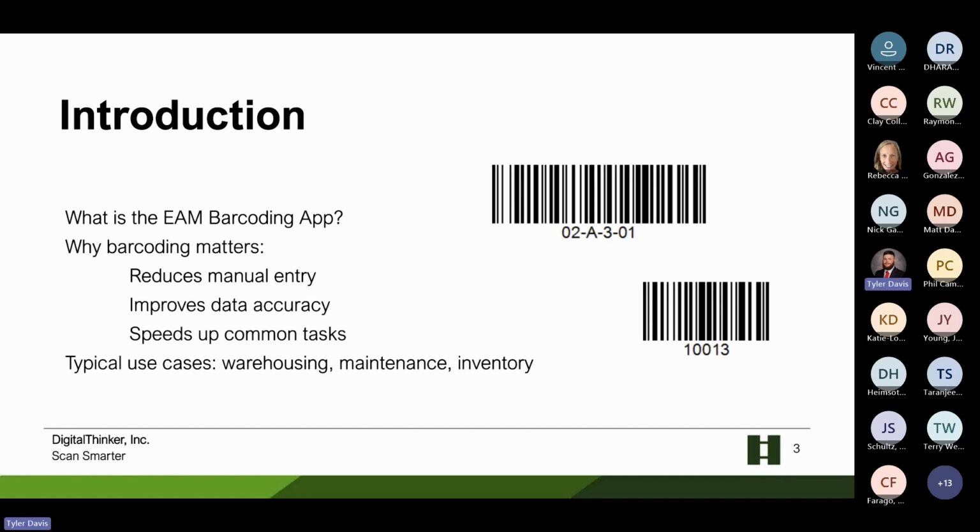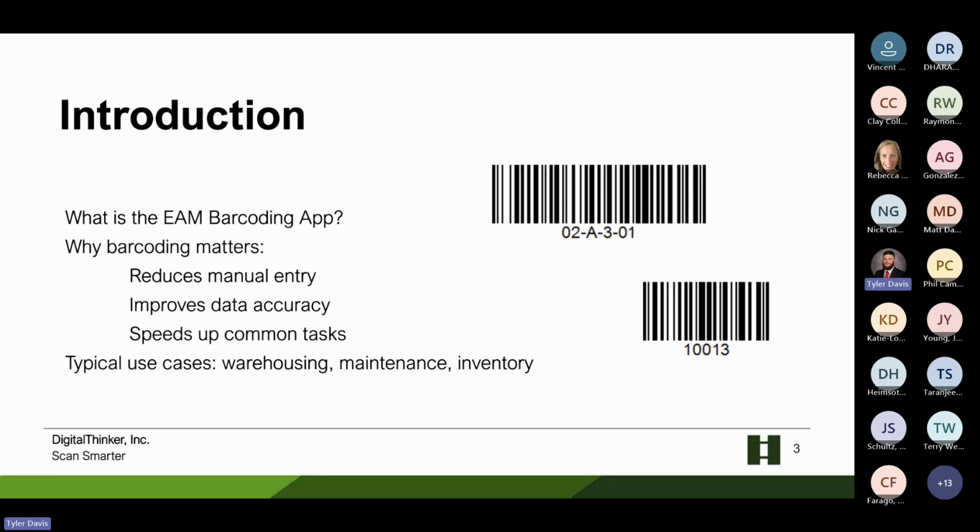So why does barcoding matter? These are pretty straightforward, pretty obvious. They reduce manual entry, so less typing, fewer errors, which drives right into improving your data accuracy. You can't fat finger something that you scan. And in general, it just speeds up common tasks like scanning parts, issuing parts to work orders, physical inventories, things like that.